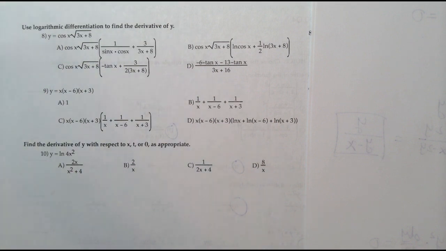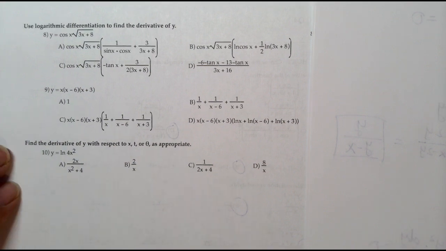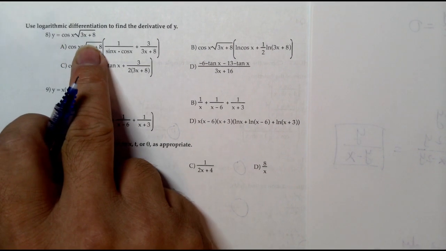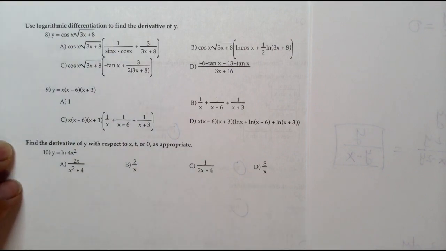In those two problems, yes, the alternative ways are easier, okay? But for some other problems, using logarithmic differentiation can be really handy, and can be very effective. Okay, so now let me show you this. y equals cosine x times square root of 3x plus 8.